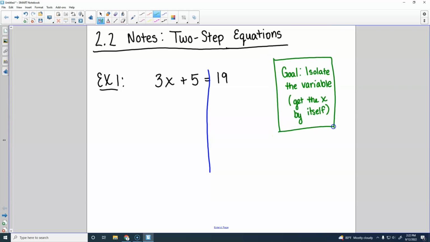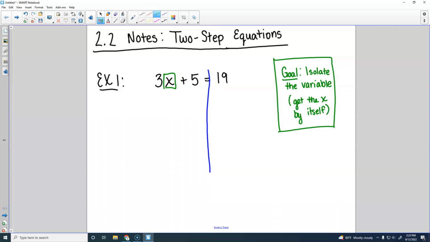Any equation, really. That's going to be true even when you get beyond linear equations that are more difficult. But we got to get that X by itself. So this X right here, we want it to be alone. But right now it's not alone, because this line right here splits our equation into two parts. And over here with this X, I've got a 3 and I've got a 5. I have to get rid of the 3 and the 5 so that I can get that X by itself, so I can isolate that variable.